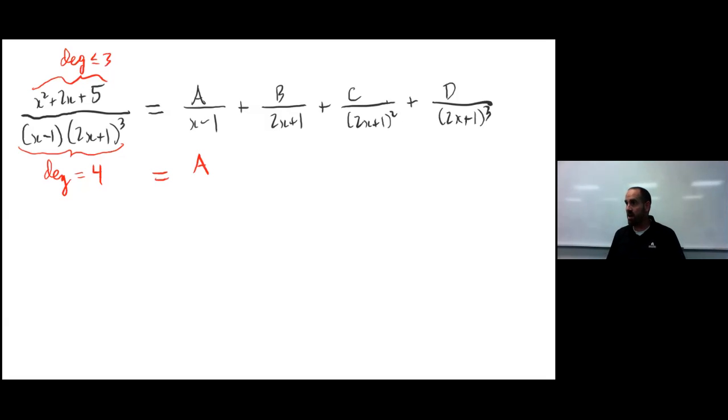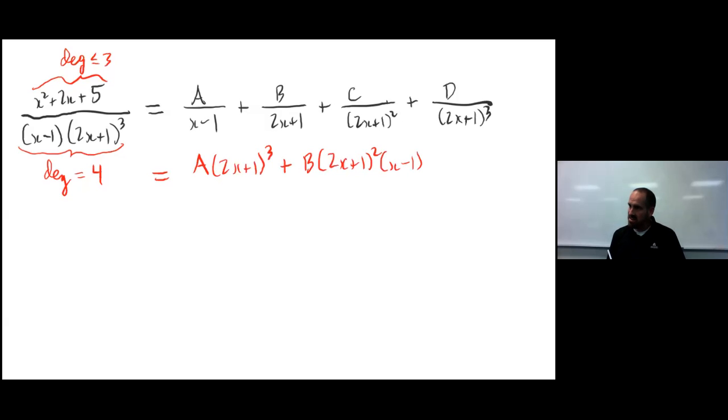Now I'm re-adding the fractions just to make sure I've done this rightly. What would I have to multiply a by? 2x plus 1 to the third. Ooh, there's a third power of x, yes. Plus, what would I have to multiply b by? 2x plus 1 squared times x minus 1.